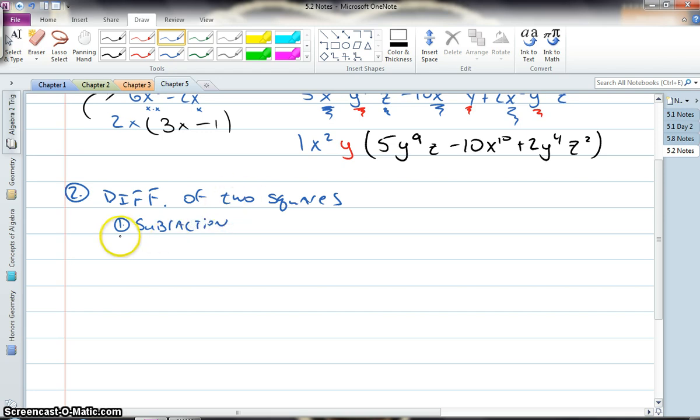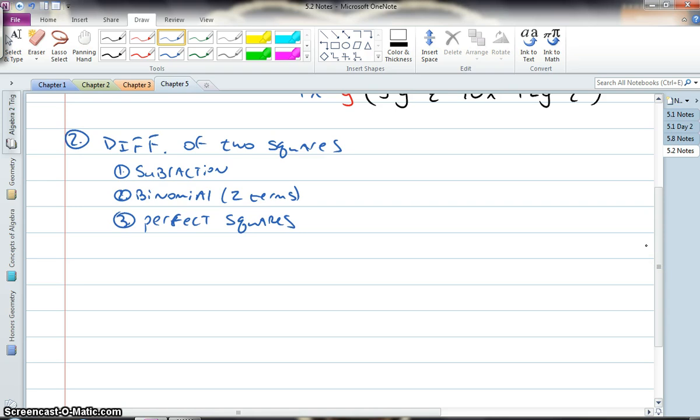The 2 refers to it needing to be a binomial, which means it has to have only 2 terms. And the last thing is you need to have perfect squares. So for instance, x squared minus 4.